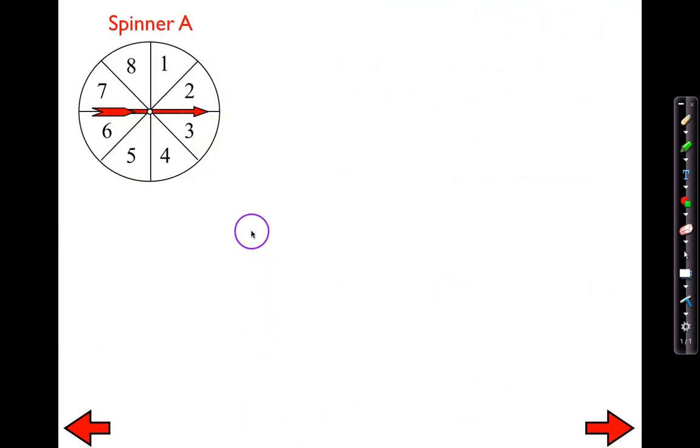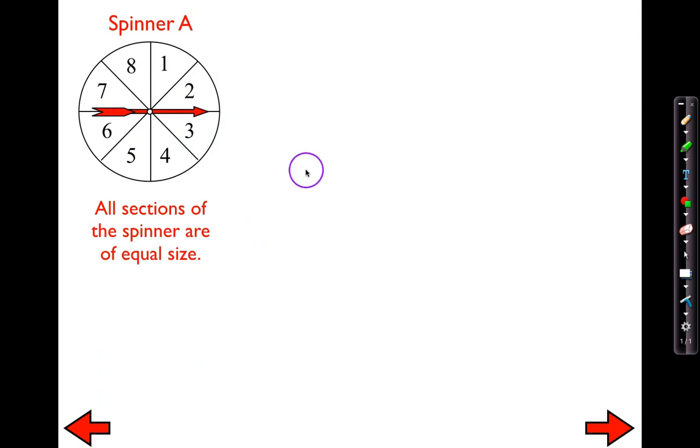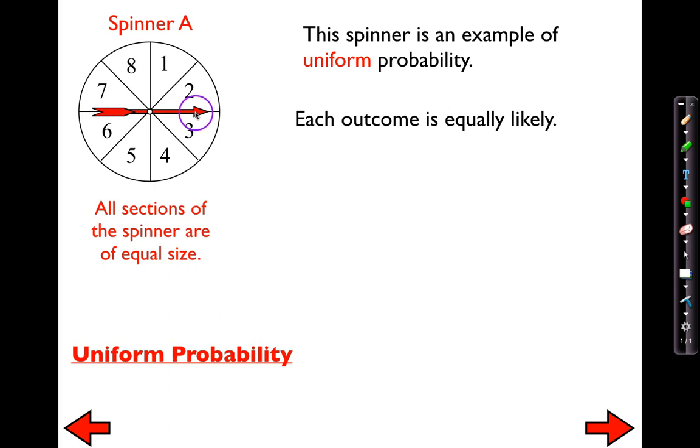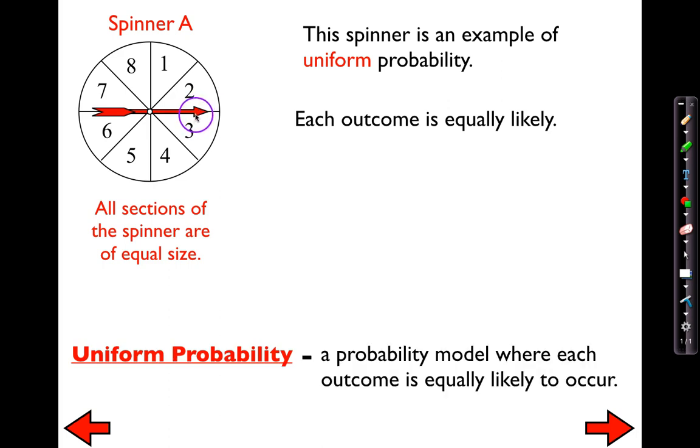So in this case, the event is spinning a spinner. Okay, do you notice that all sections of the spinner are of equal size? This spinner is an example of a uniform probability, where each outcome is equally likely. So 1 is likely to be spun as a 2, 3, 4, 5, 6, 7, 8. All of them have an equal chance of getting spun on. Uniform probability by definition is a probability model where each outcome is equally likely to occur.